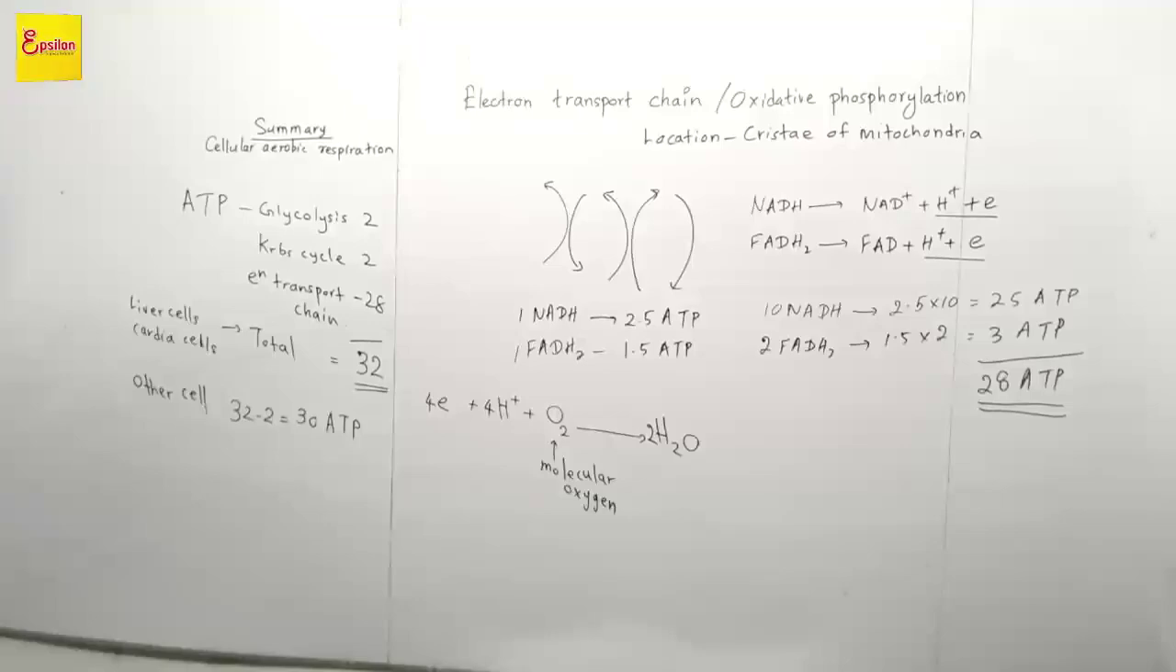Thirteen, given. Read the book. Active cells such as liver cells and cardiac cells have 32. They are not using 2 ATP. That's how it is given. Yeah, read it. Other cells use 2 ATP to transport NADH to the mitochondrial matrix. That's why they have 30 instead of 32. Okay?